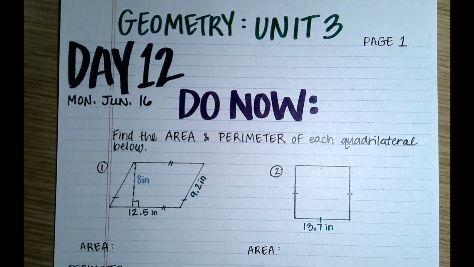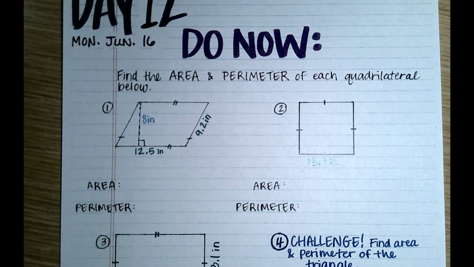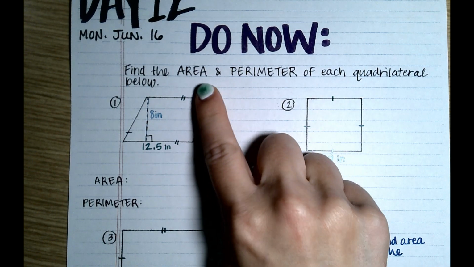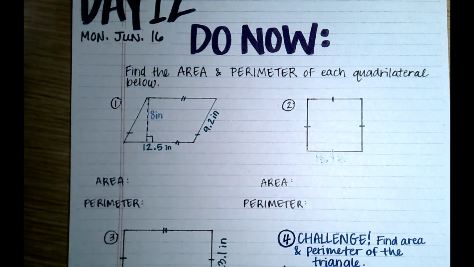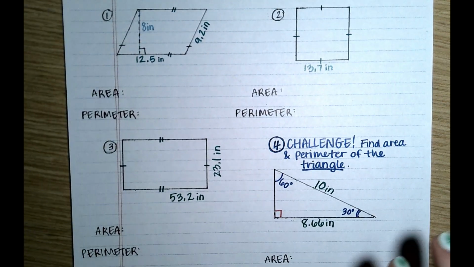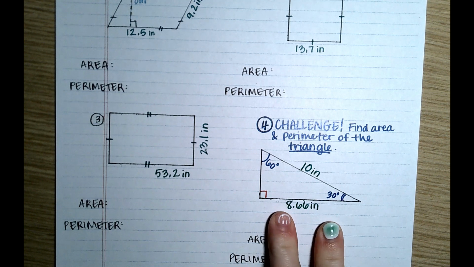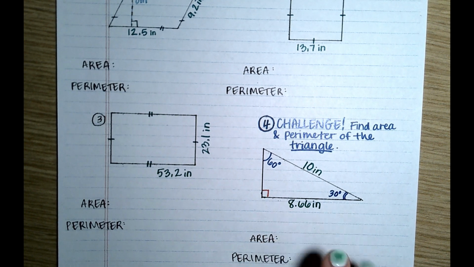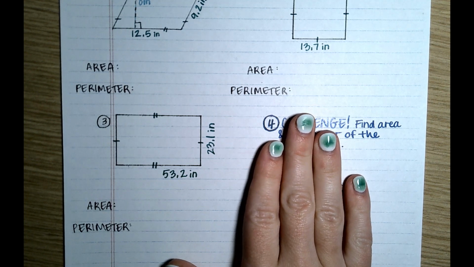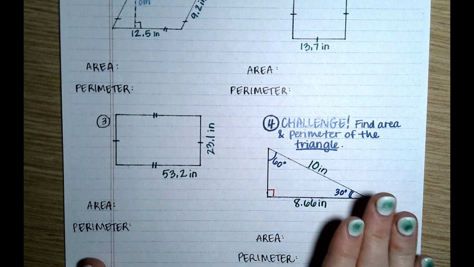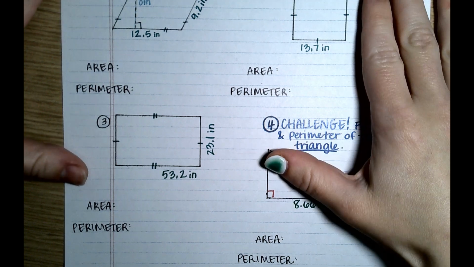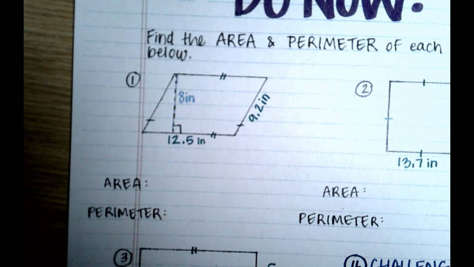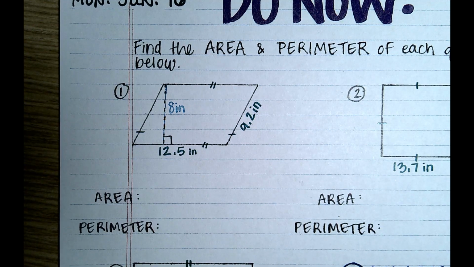And for your do now today, I gave you a few different quadrilaterals to find the area and the perimeter of. And then I gave you a little challenge question, if anybody could figure it out, for finding the area and perimeter of a triangle. So this one we did not specifically go over yet, but I just thought I'd see if anybody could figure that out. So for number one, first of all, do we know what kind of shape this is?